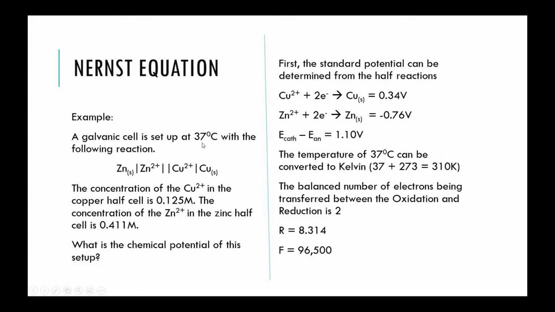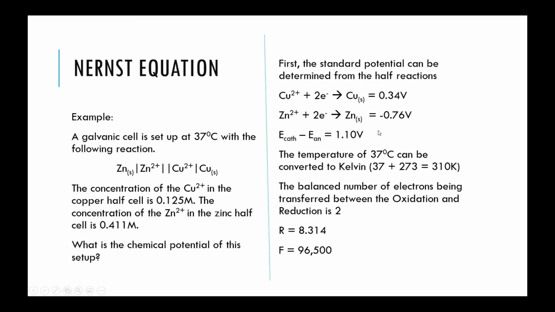But this is at 37 degrees, and the copper 2+ solution is at a concentration of 0.125, and the concentration of zinc solution is 0.411. So what is the overall potential? What is the overall voltage of this reaction under these specific conditions?